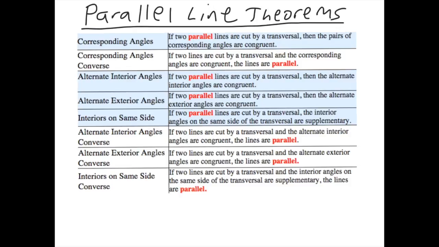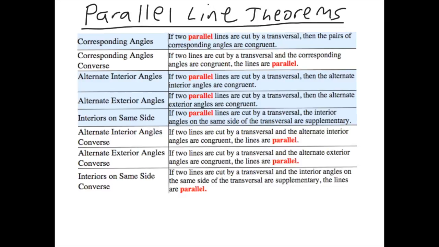So, instead of assuming that we already start off with parallel lines, we're now saying if you have two lines cut by a transversal and the corresponding angles are congruent, then those lines are parallel. And that's also true with the alternate interior and the alternate exterior. And for the same side interiors, if two lines are cut by a transversal and the same side interiors are supplementary, then the lines are parallel. So pretty much what this is saying is if the rules that we've been doing with parallel lines work, then those lines are parallel lines.